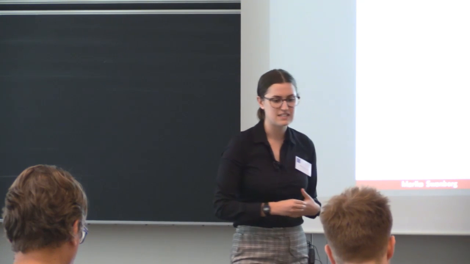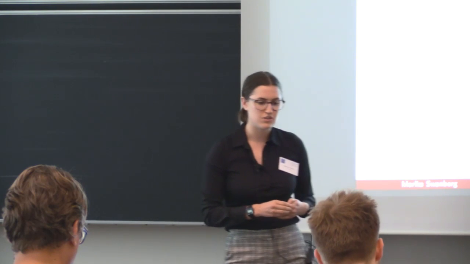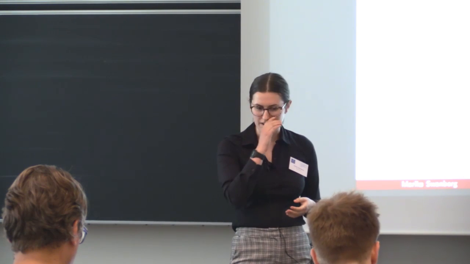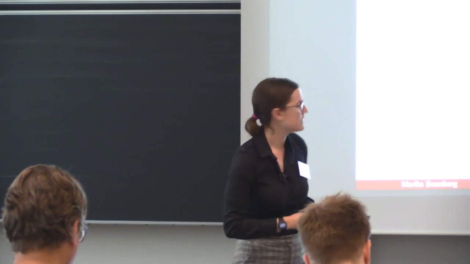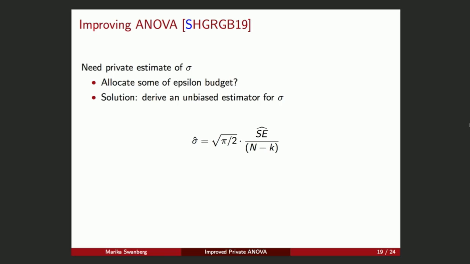So what we did instead was we used the noisy SE to create an unbiased estimator for sigma. And to be clear, we only compute the noisy SE once. So for a given database, we compute noisy SA, a noisy SE, and then use the SE that we already computed to get an estimate of sigma. So we can just proceed with the simulation now with this estimate. And we checked that we have valid p-values, so that's good.